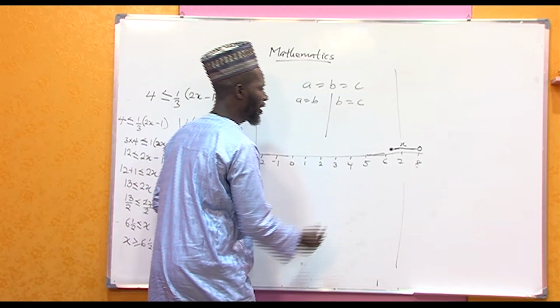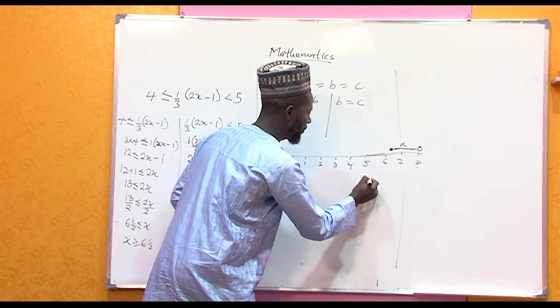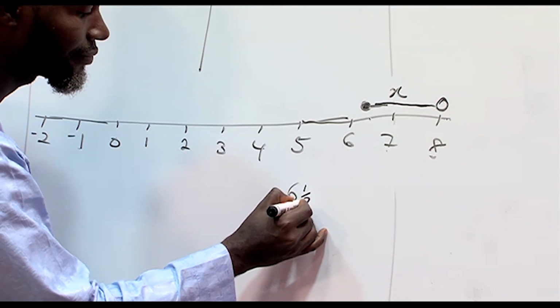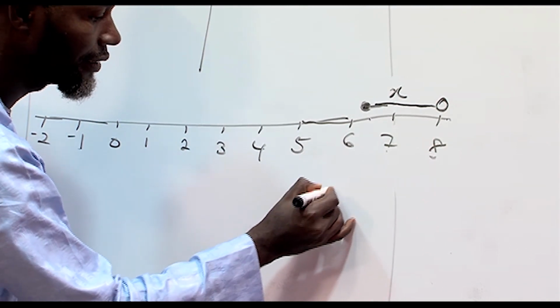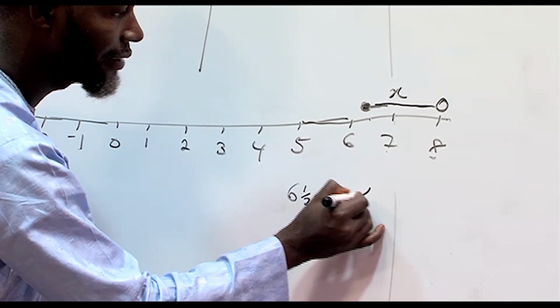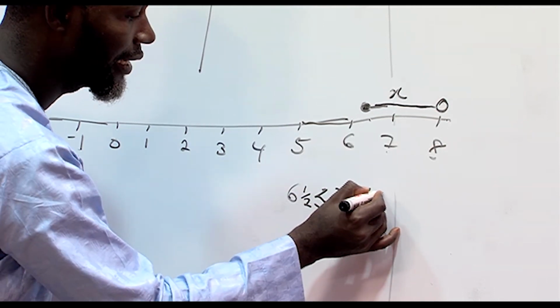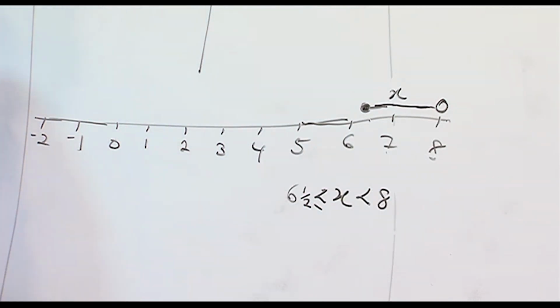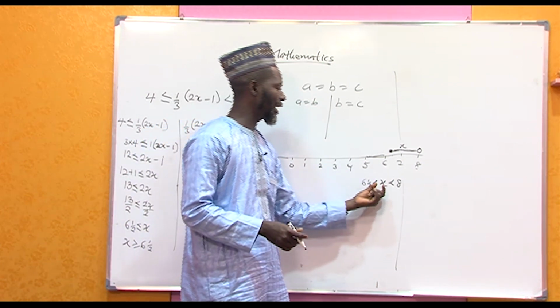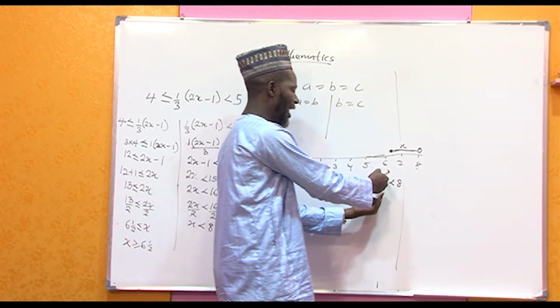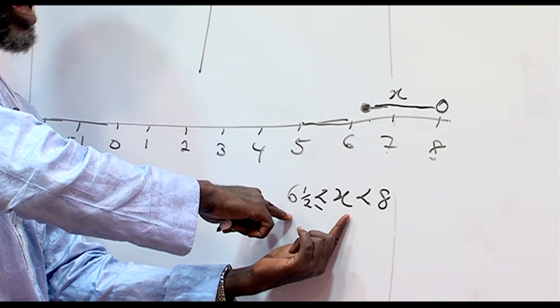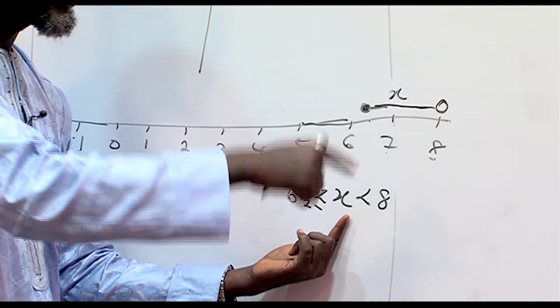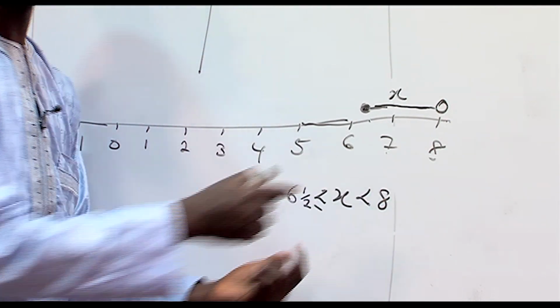Now for this, we have 6.5 less than or equal to x less than 8. If you want to pronounce this, we normally start at the middle. We say x greater than 6.5 and x less than 8.